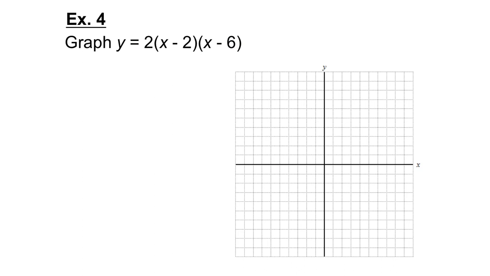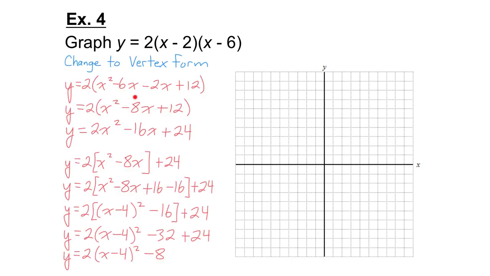In this next example, we're graphing a function just like before, except this function is in factored form. I'm going to walk you through two different ways that you can make a graph from the factored form. The first way, I'm going to change the equation into the vertex form first, and then graph it like I did in the previous example. And the second way, I'll just do it a little bit differently.